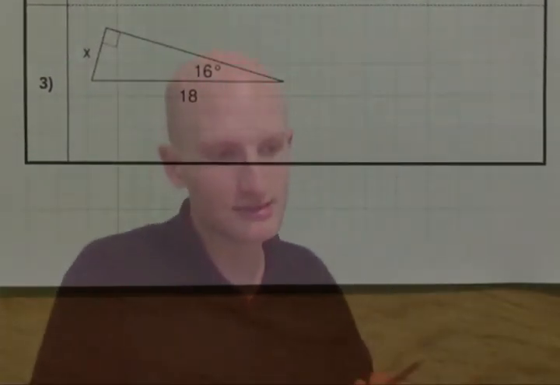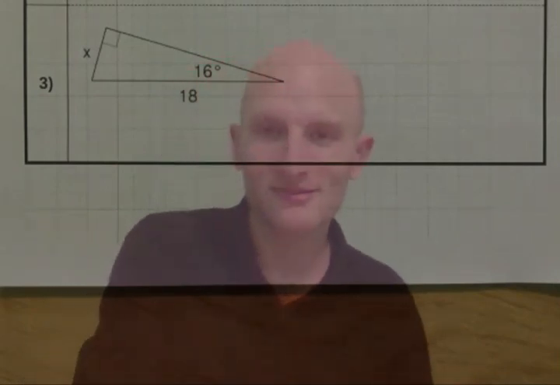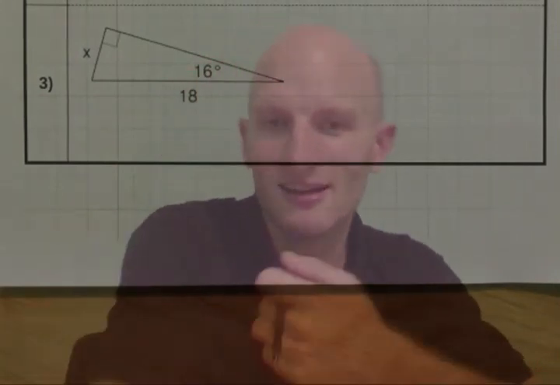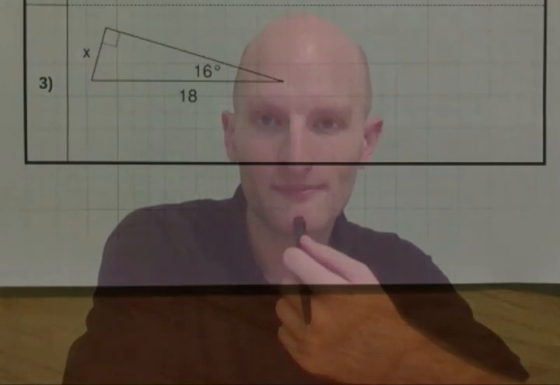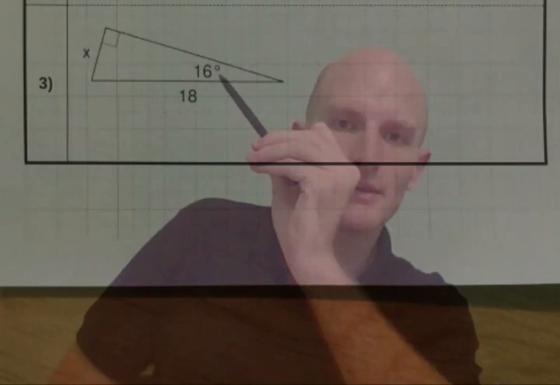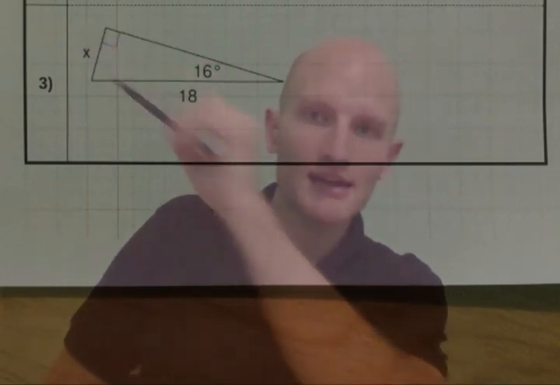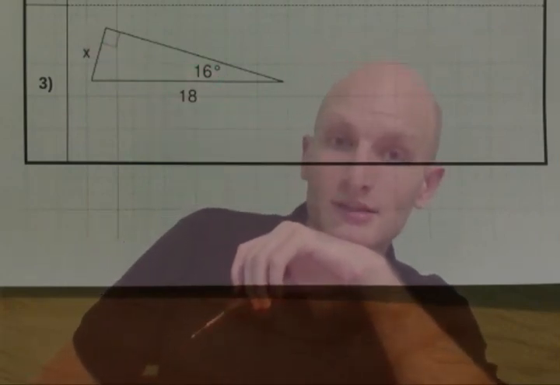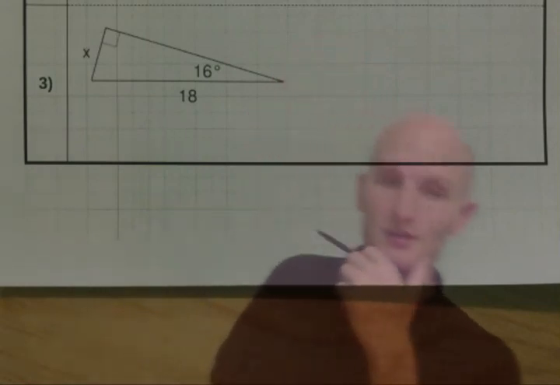Okay, the first one was tangent. The second one was cosine. I purposely made the third one sine, but the process is similar for all of them. Okay, so here's the angle, and we have 2 sides involved. We have X and 18. Which 2 sides are these? Opposite, adjacent, or hypotenuse for each one?